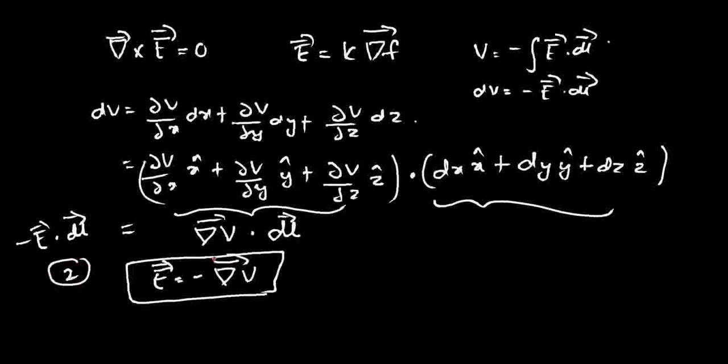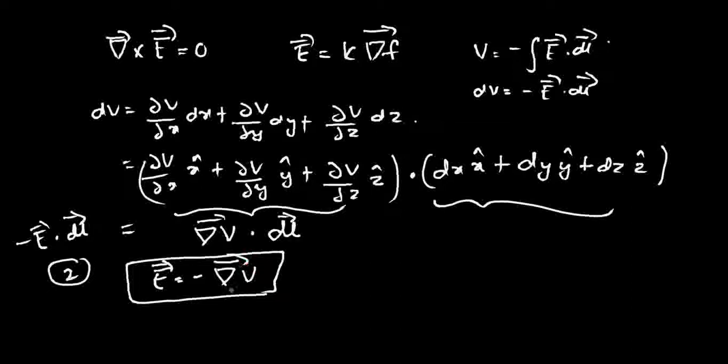So when you say conservative field or electrostatic field, then immediately you should think about these two properties. One is line integral E dot dl is equal to 0 or del cross E equal to 0. The second one is E is equal to minus del V. So electric field is equal to the negative gradient of the scalar potential or negative gradient of a scalar function.